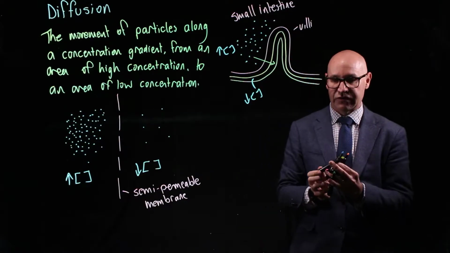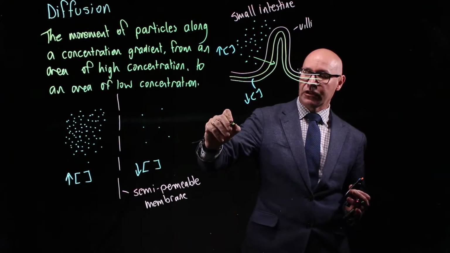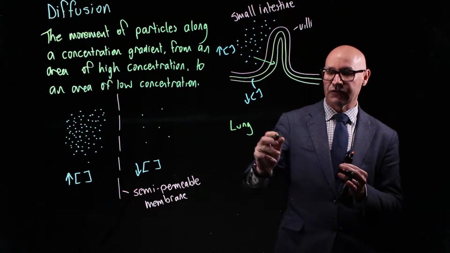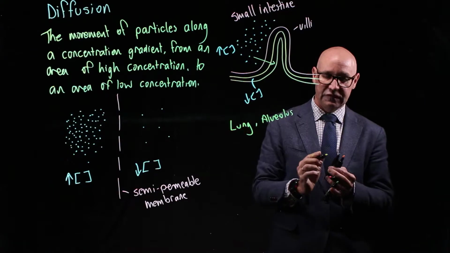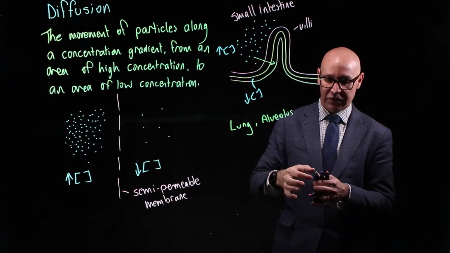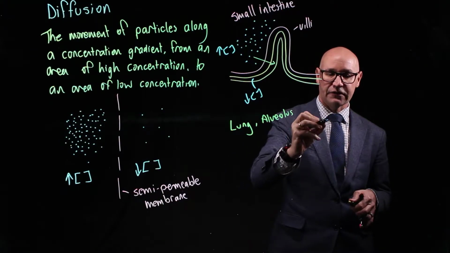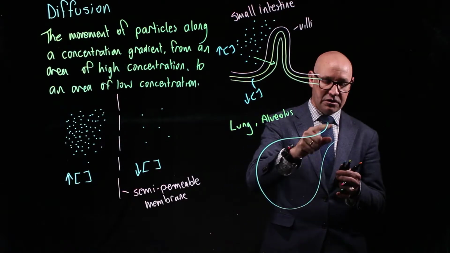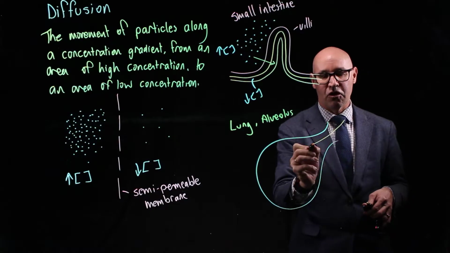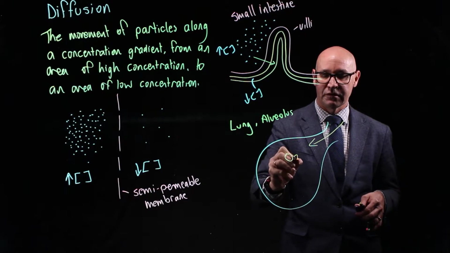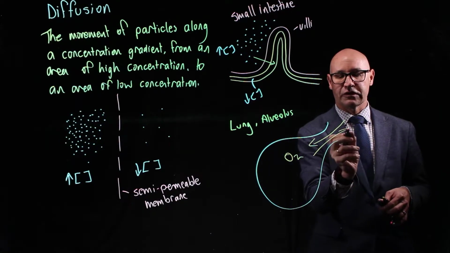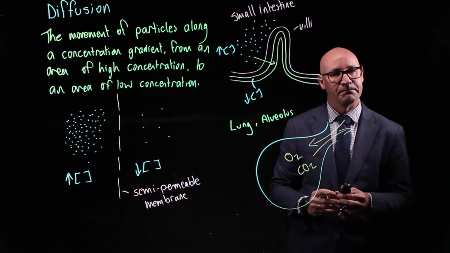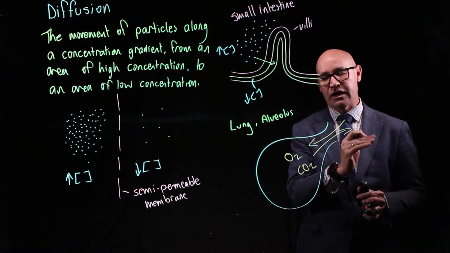I'm going to show you one more example, and this one is in the lung. In fact, it's in the very, very small air sacs of the lungs called the alveolus. So the alveolus are very small air sacs. And so through here, oxygen goes in and carbon dioxide goes out. All right, so this is where we get the gas exchange.